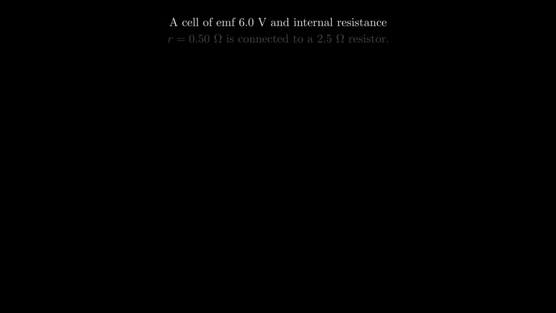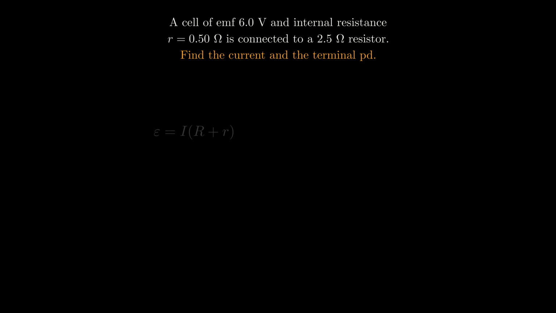Example 4. The hardest brings in internal resistance. A cell of EMF 6 volts has an internal resistance of 0.5 ohms, and it's connected to a 2.5 ohm resistor. Find the current and the terminal PD. Start from the key equation. EMF equals I times (R plus r). The EMF drives current through the external and internal resistances together.